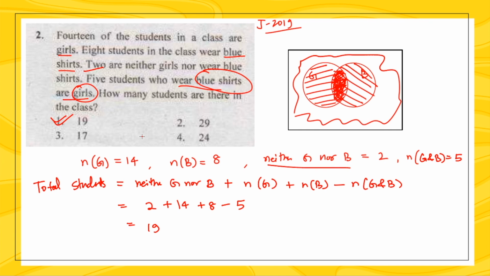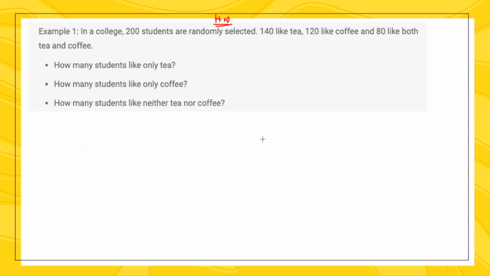So now is the time when I will give you a homework question so that you can also practice questions based upon Venn diagram. Alright, so this is the homework question for today's video. The question says that in a college, 200 students are randomly selected, means total students is 200. 140 like tea, 120 like coffee and 80 like both tea and coffee. I hope you will be able to draw the Venn diagram for this.